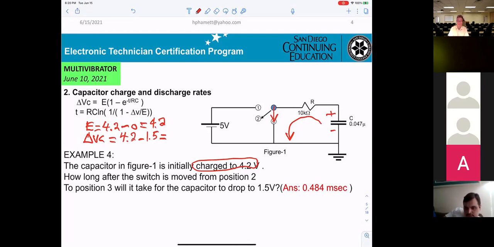Why do we need to know how long it takes to charge, or where do we use the time? The question is, at the beginning they get 4.2 volt, and I want to know how long it takes to drop to 1.5 volt. That's 2.7, Mr. Pham. Delta VC is 2.7.